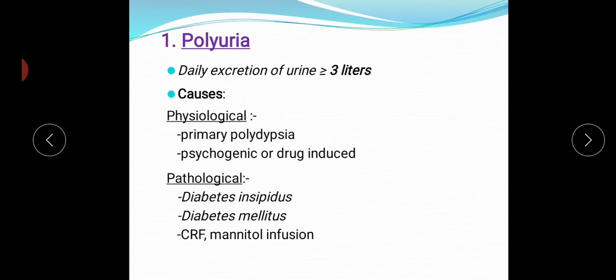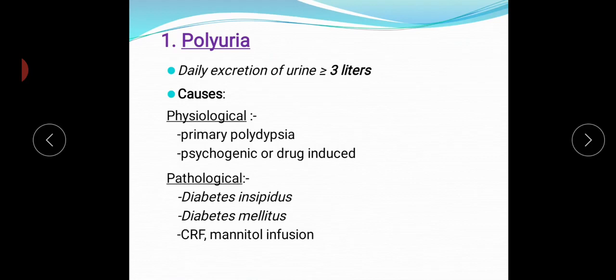One is polyuria. Poly means more and uria means urine. If the person has an excess urine volume output, that is known as polyuria. Normally, a healthy adult person under physiological conditions excretes around 1 to 2 liters of urine per day. But if the urine output per day is more than 3 liters, it is called polyuria, which may be physiological or pathological.